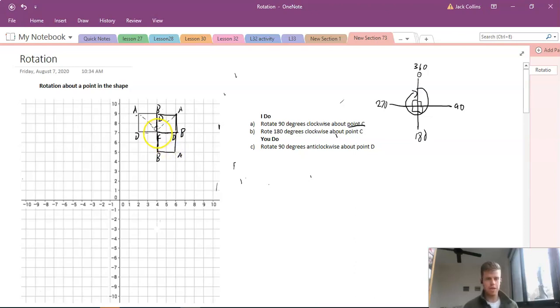And you can see point C, which acts as the center here because we're rotating about point C, doesn't move because it is the center. So the center stays the same while everything moves around it.